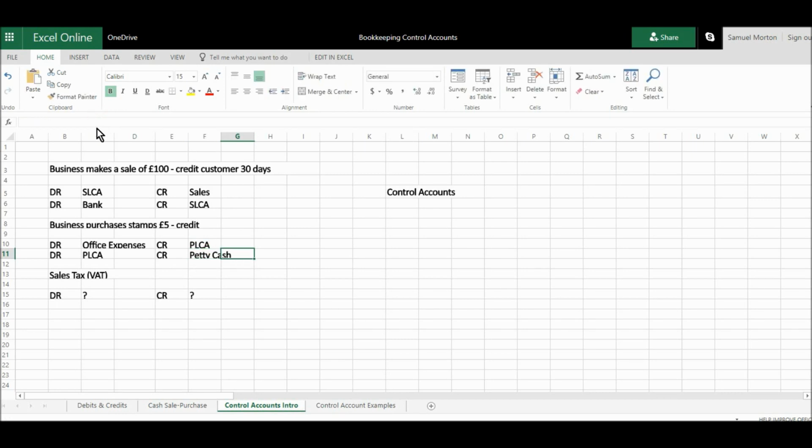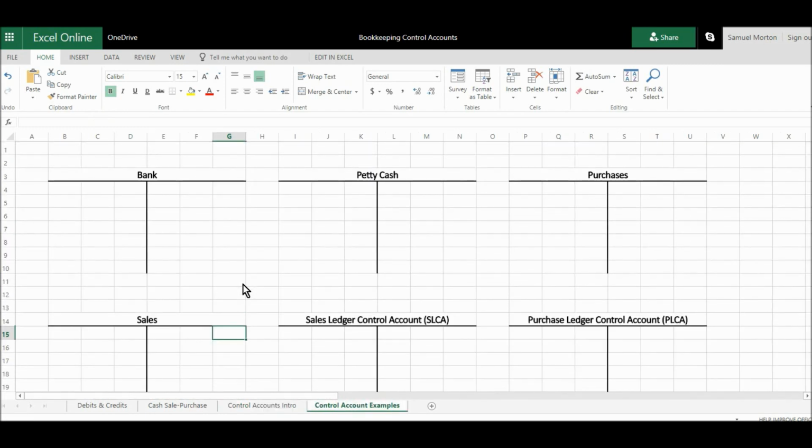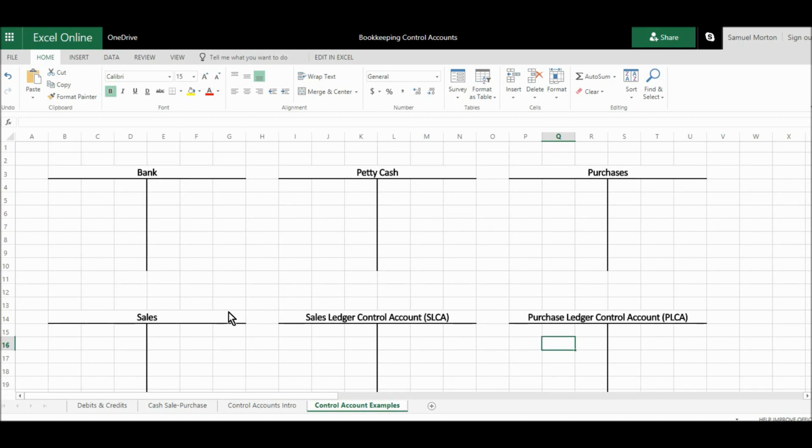Now, don't worry if you haven't managed to take all of this in, because I have some examples here. I have some T accounts here: bank account, petty cash, purchases, sales, sales ledger control account, purchase ledger control account. And I plan on just going through some transactions with you. I want to keep this as simple as possible, so I'm not going to bother with dates or closing accounts off. And I don't have credit accounts either.